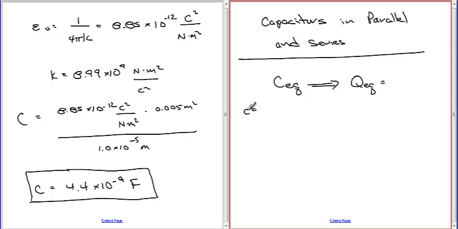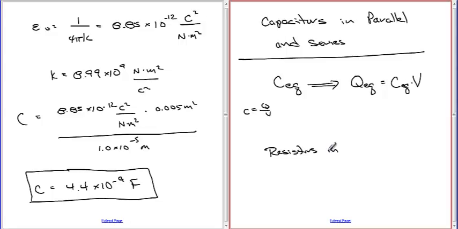So C is equal to Q over V. So the charge is the equivalent capacitance times the voltage that's applied to that equivalent capacitance. Now you're not going to have to go all the way back and figure out all the charges and all the voltages because you just don't have time. So just be able to reduce it down. The same thing applies for resistors.